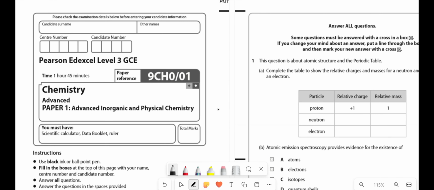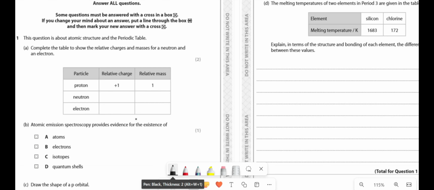Today we're going to be doing the Edexcel A-Level Chemistry Paper 1 from June 2022. So this question's about atomic structure in the periodic table. Complete the table to show the relative charges and masses for a neutron and an electron.